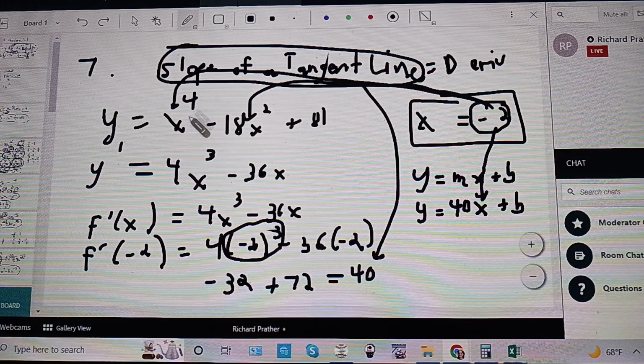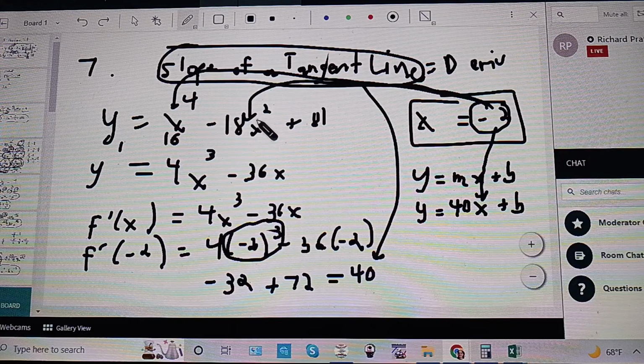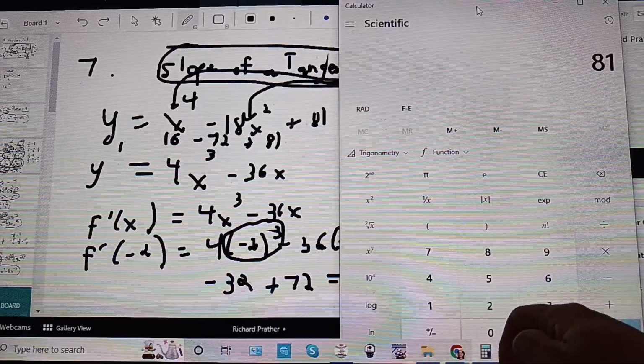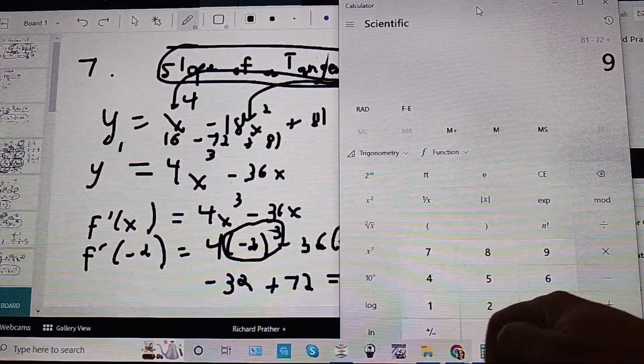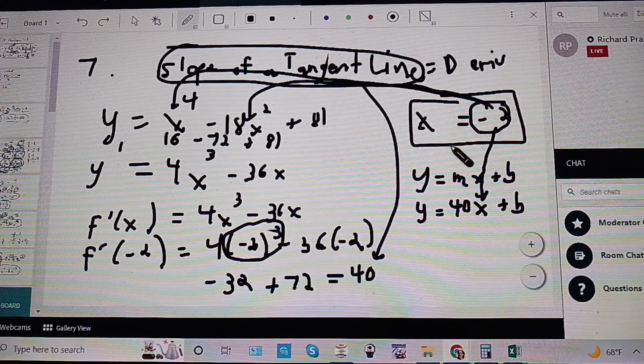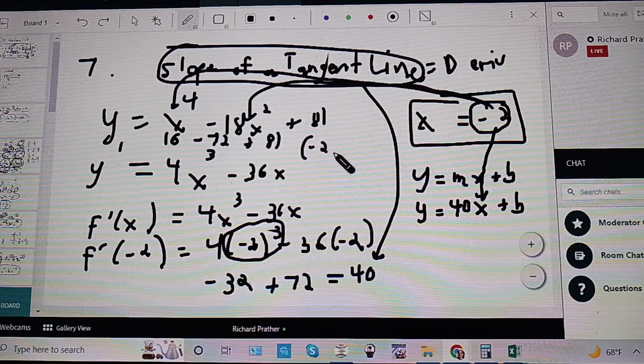So negative 2 to the fourth would be positive 16. Negative 2 squared is 4. 4 times negative 18 is negative 72 plus 81. So 81 minus 72 plus 16 is 25. So this is all happening on the original function at the coordinate -2, 25.